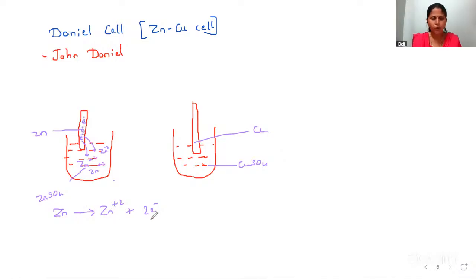Getting my point? So Zn is losing electrons. So there is loss of electrons. So loss of electrons means what? Loss of electrons is oxidation. So on the rod remain electrons because zinc gives electrons and becomes Zn+2, which comes into the solution, leaving behind the electrons on the rod. Okay, so it is undergoing oxidation.